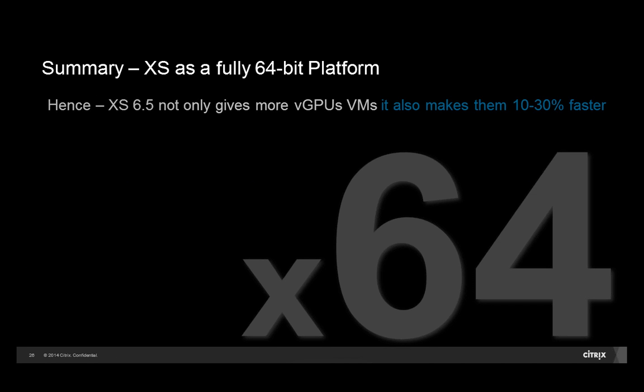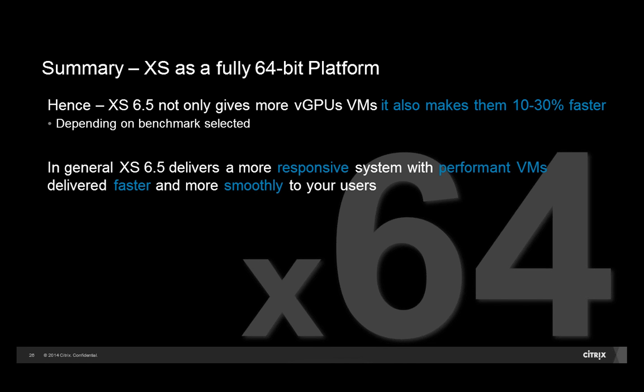So I'd just like to quickly summarize. 6.5 not only gives you more vGPUs to VMs, it also makes them 10 to 30% faster. It depends on what benchmark you're using. But in general, XenServer 6.5 delivers a more responsive system with more performant VMs delivered to your customers faster and also more smoothly as you're doing it, and your boot storms are much, much less.